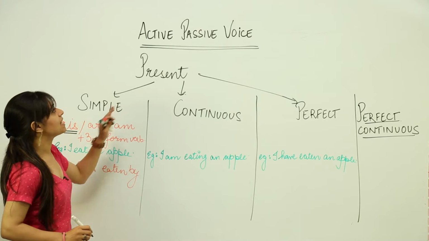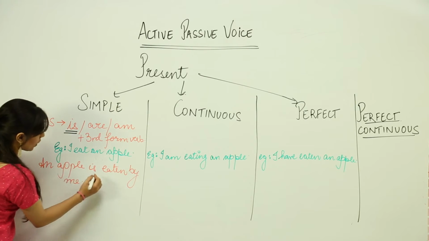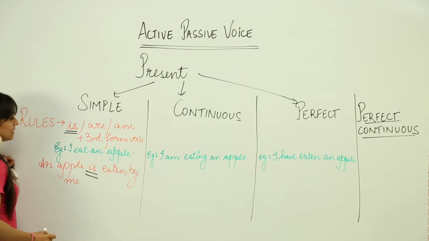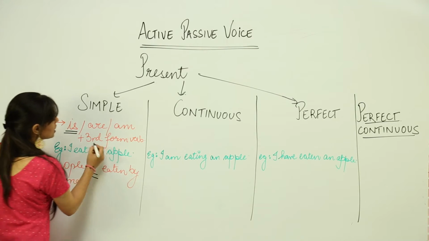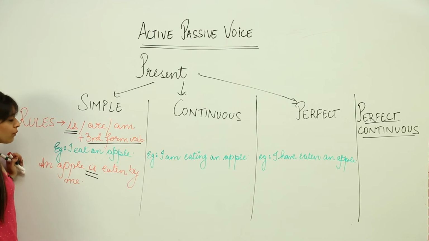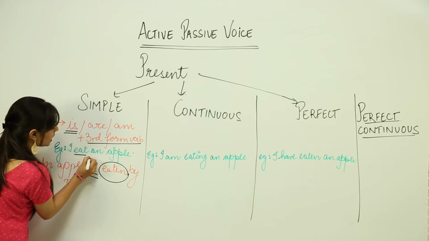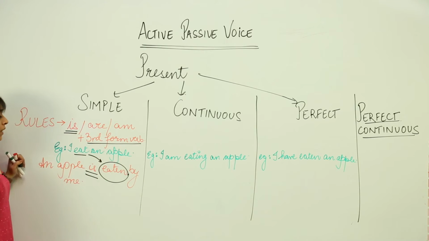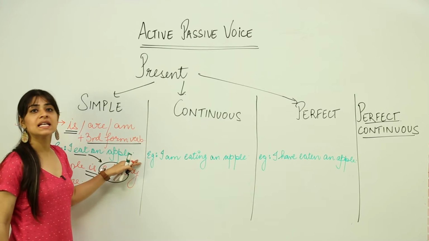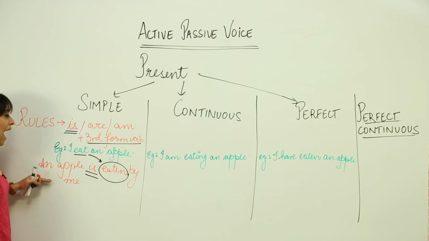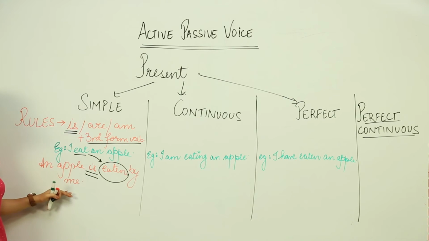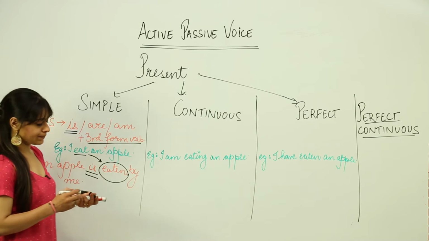Now, as per the rules, we need to understand that this is the first condition of a simple present voice. So, here we have added is. The second condition is that we need to have the third form of the verb. So, the third form of the verb, that is eat, has been changed to eaten. So, I eat an apple is an active voice, and an apple is eaten by me is converted to a passive voice in simple present tense.